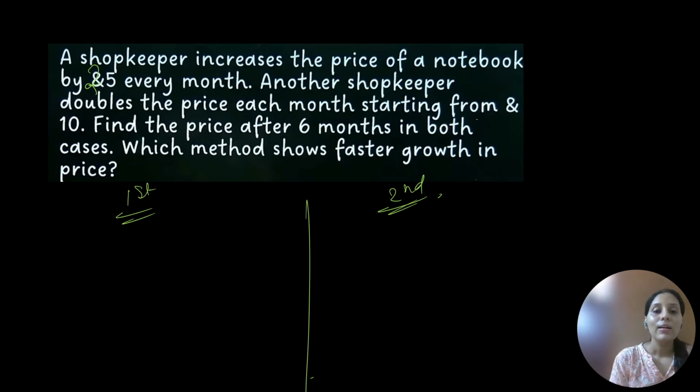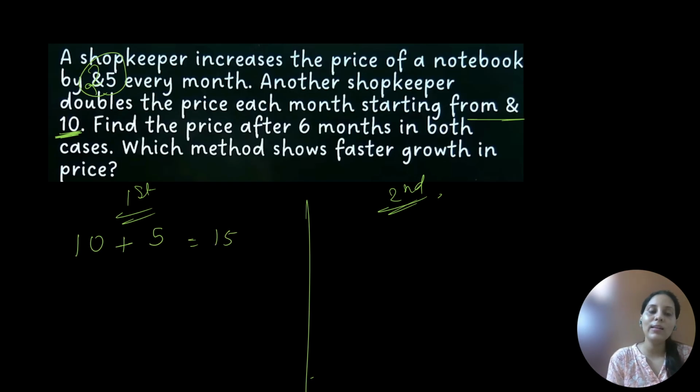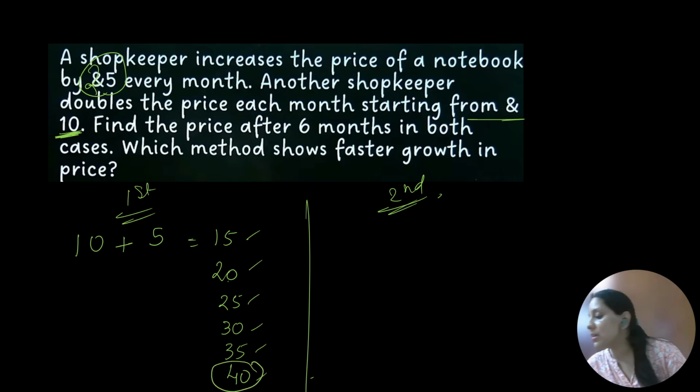So the money is starting from 5 rupees, 10 rupees. So first month the money is 10. Every month it is increasing 5 rupee, plus 5 15, फिर again plus 5 20, 20 पे again 5 25, 25 पे plus 5 30, 30 पे plus 5 35, 35 पे plus 5 40. So 1 2 3 4 5 6, sixth month पे 40 rupees है.